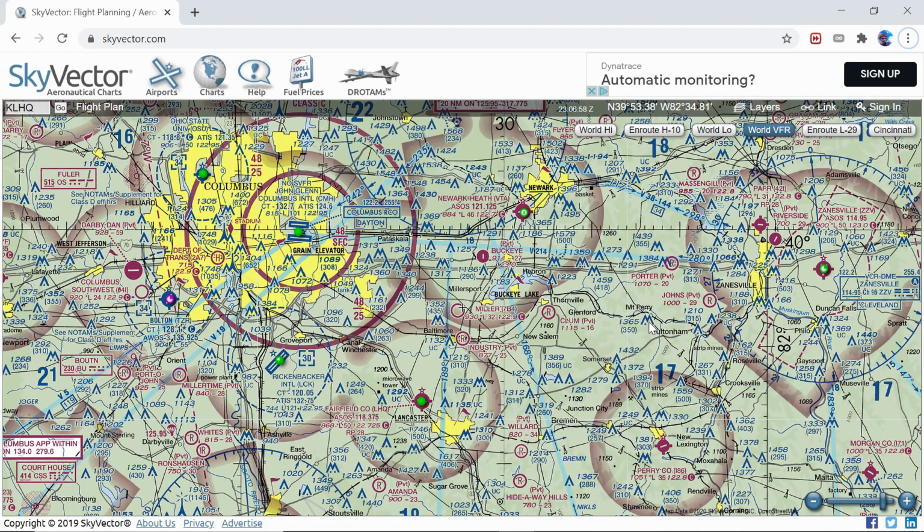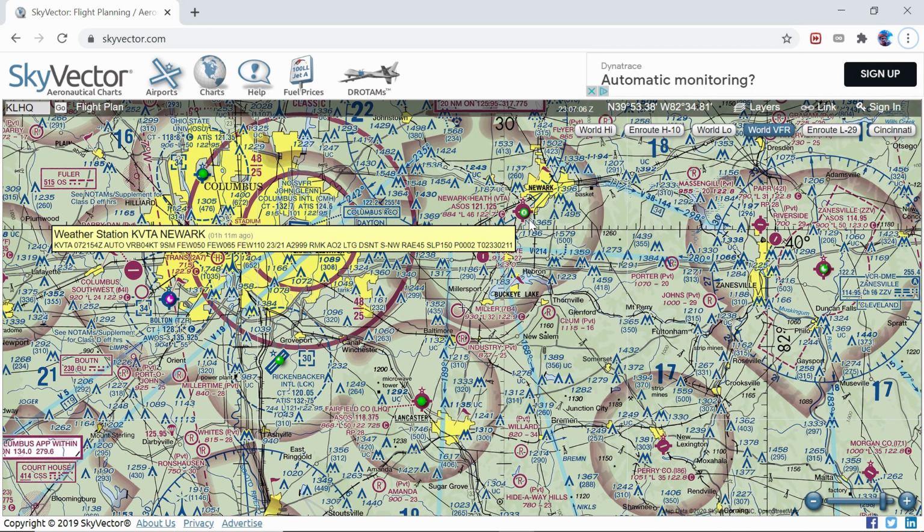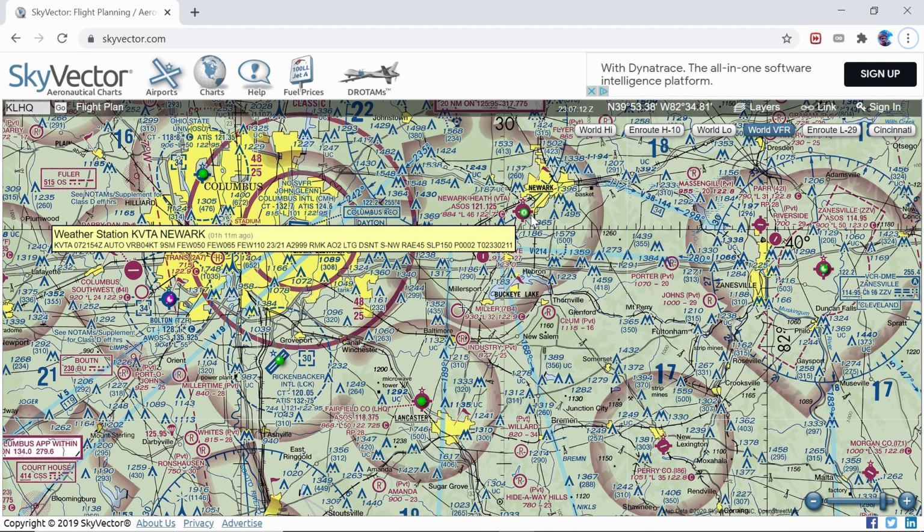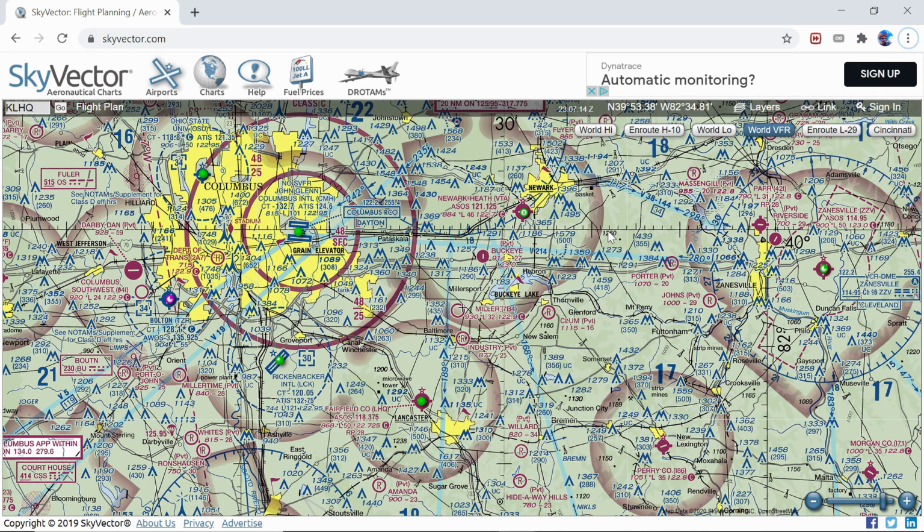Going on over here to SkyVector, I'm going to show you guys how to do some pattern entries at non-towered, pilot-controlled, uncontrolled airfields, whatever you want to call them. We're heading over to Newark Heath right now, and we're about to go over Buckeye Lake. We're going to be landing on runway 27 right here at Newark Heath.